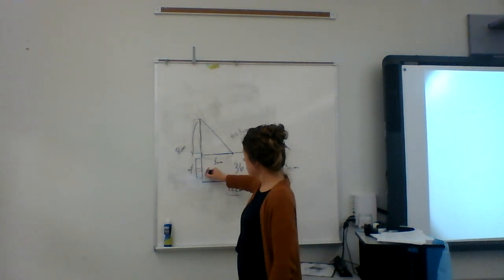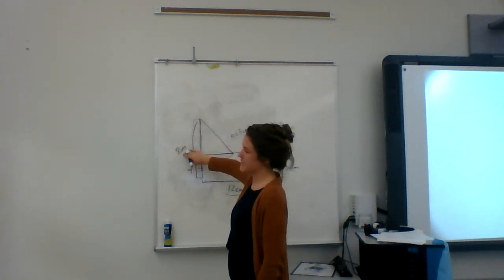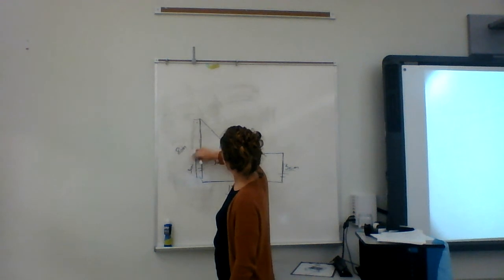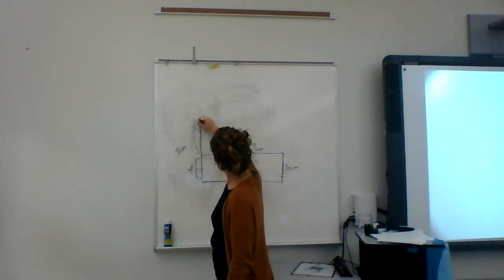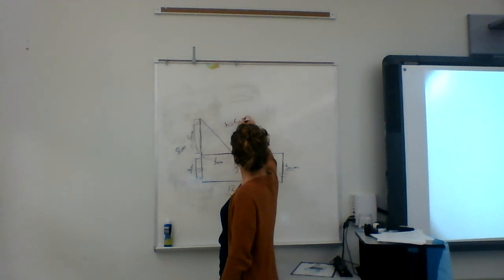Well, if this is 3 and the entire thing is 8, 3 plus what number would get me to 8? That would be 5. So I know that the height of the triangle is 5 centimeters.